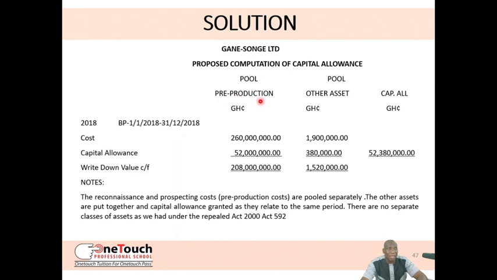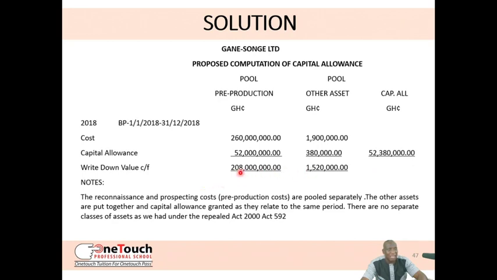So these were the costs before production, which were intangible, and that was 260. Then the other assets, which are tangible assets, because they were acquired in the same year, we put all together over here and we get 1.9. Now, because this is your first year of computation, you divide this figure by 5. When you get the figure, you get a capital allowance, and then you get a total capital allowance for the year. Then this will be the written down value.